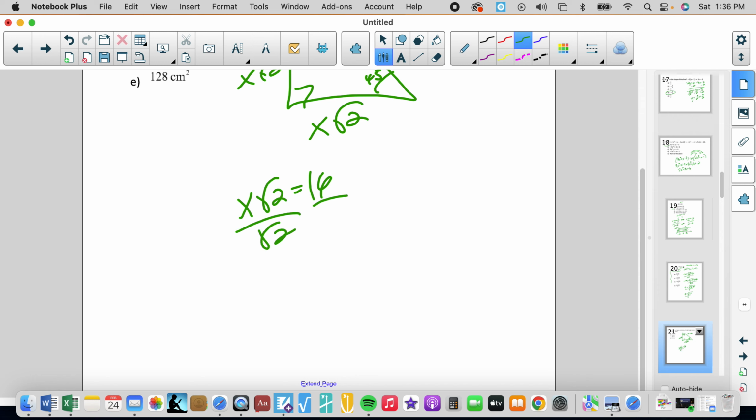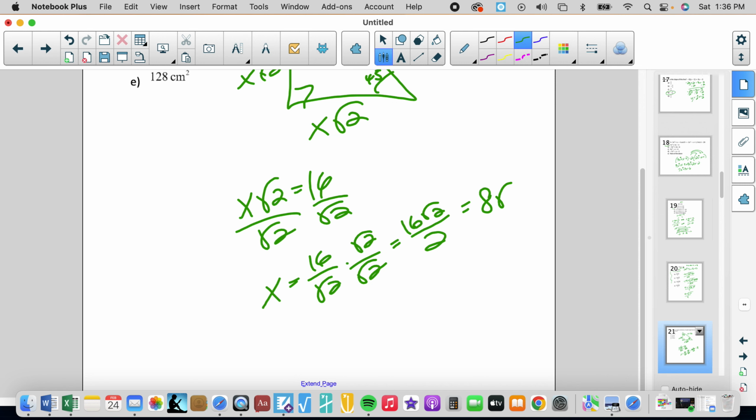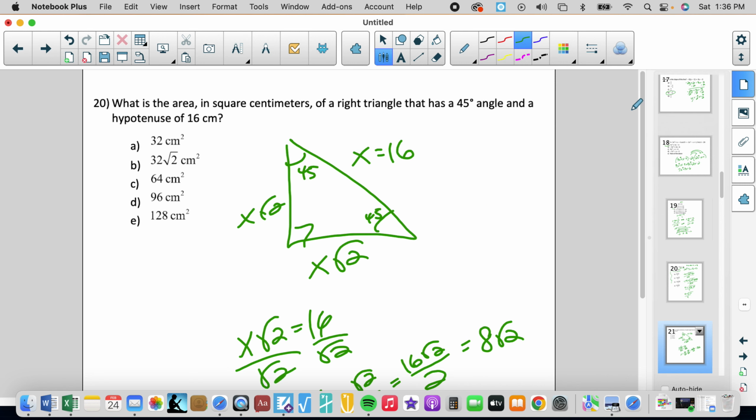We're going to divide by rad 2 on both sides. x equals 16 over rad 2. We have to rationalize. We get 16 rad 2 over 2, which simplifies to 8 rad 2. That's going to be one of my legs. So that's going to equal... now that's interesting. Why doesn't that equal just 16 rad 2? That is interesting. Oh, no. Sorry. Legs are x. I knew that was wrong.